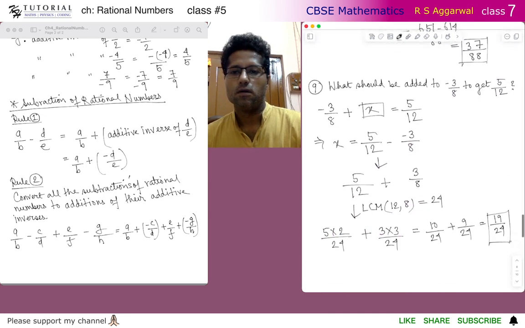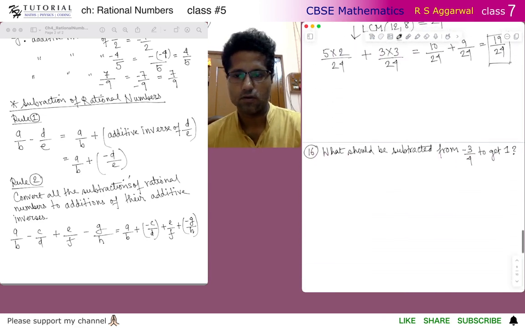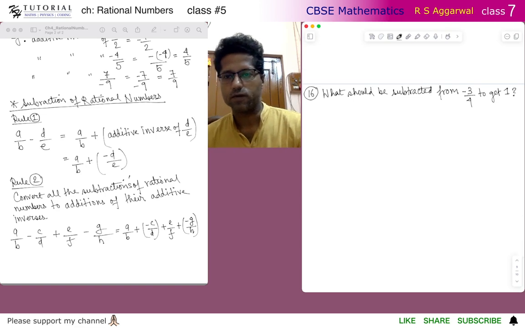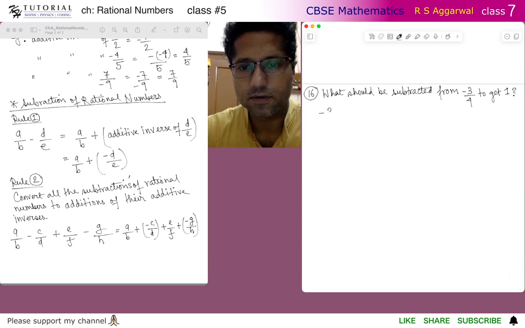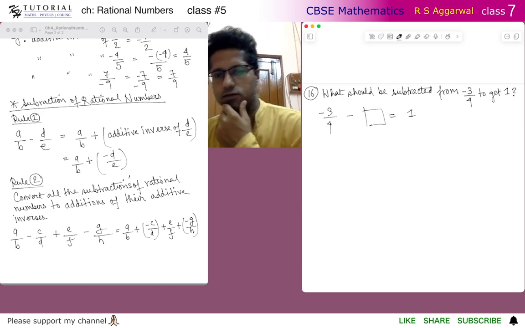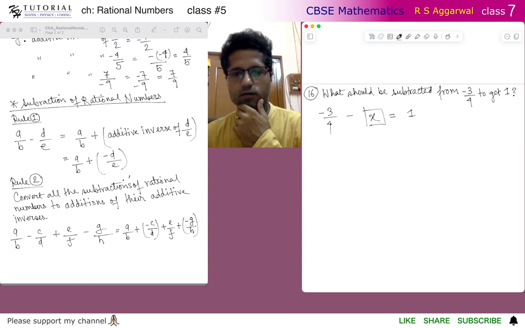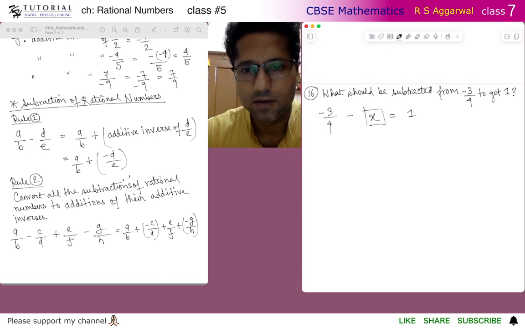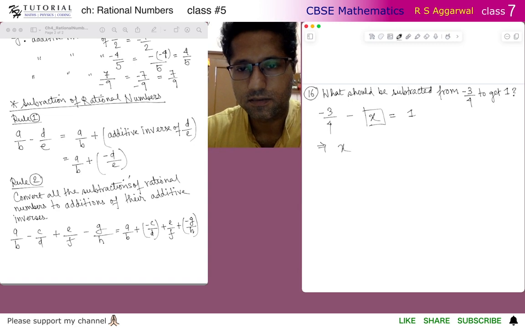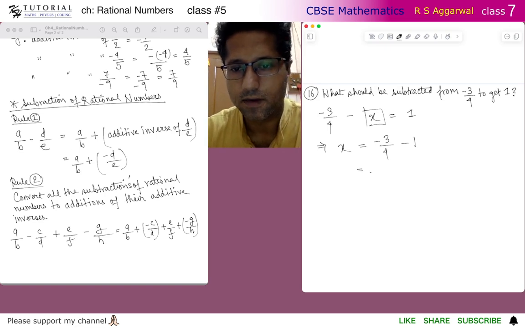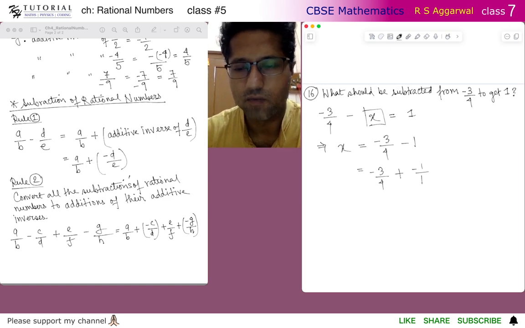Okay. So 9 is done, and we are left with, I hope, the last question. What should be subtracted from minus 3 by 4 to give 1? So if we consider the number x that needs to be subtracted from minus 3 by 4 to give 1, we have this, and from this we can say that x equals minus 3 by 4 minus 1. This equals minus 3 by 4 plus minus 1 by 1.